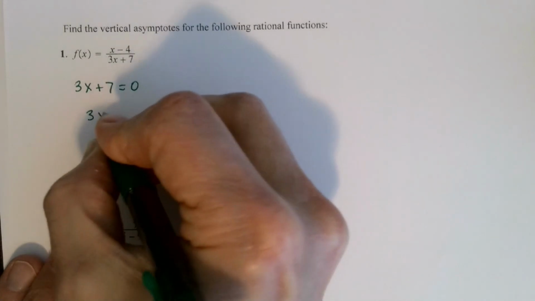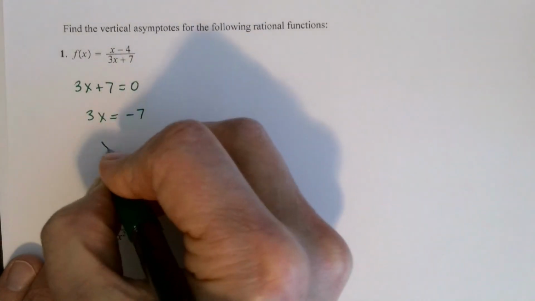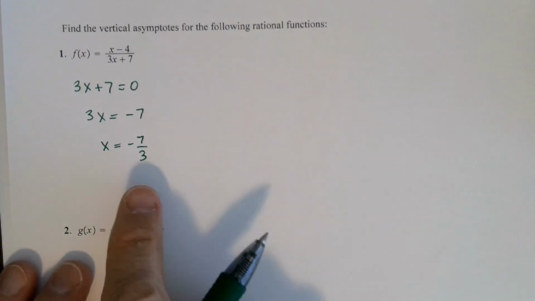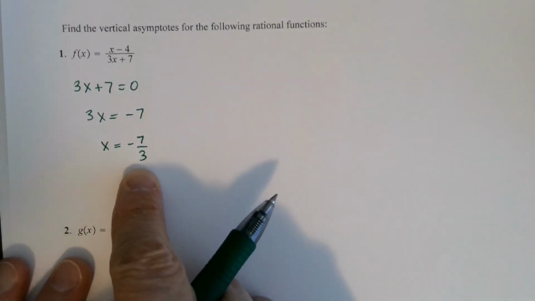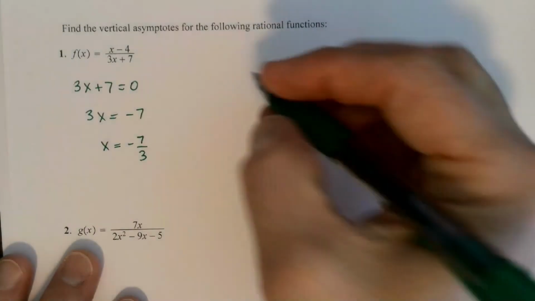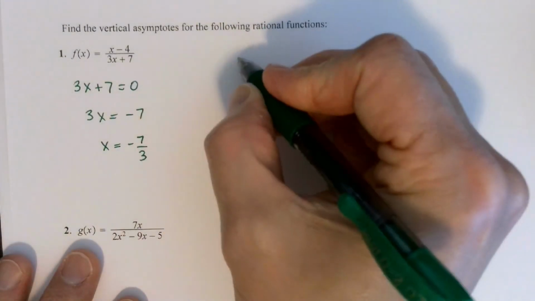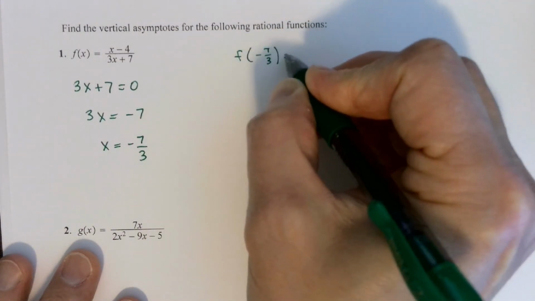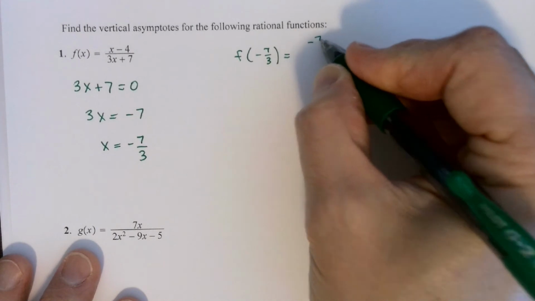Sure. Subtract 7, divide by 3. Okay, so the domain is all real numbers except this number, right? So is this going to give us a vertical asymptote? And the answer is yeah, because if I plug in negative 7/3 into this, up top I get negative 7/3 minus 4, and in the bottom I get what?